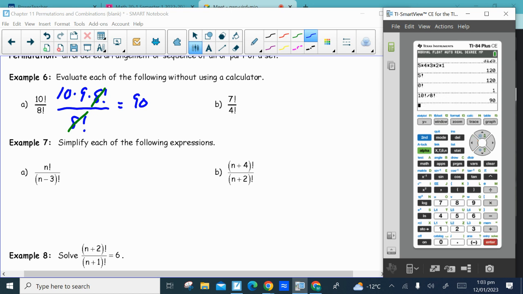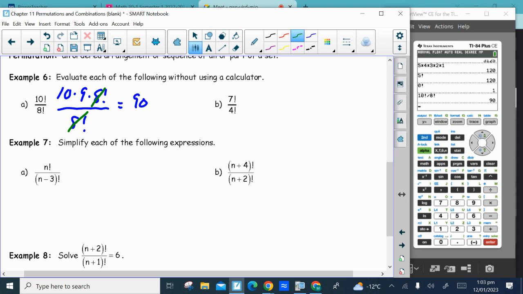Gives us the same answer, 90. So same thing with question B, 7 factorial over 4 factorial. 7 factorial is 7 times 6 times 5, and we can keep going down to 1, but I'm going to stop at 4 and put a factorial on it. That's the same thing as what's above.